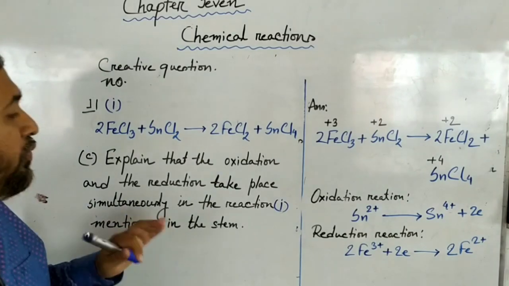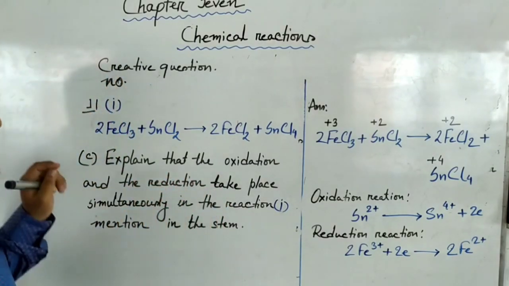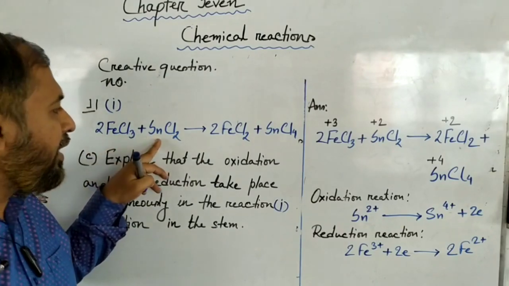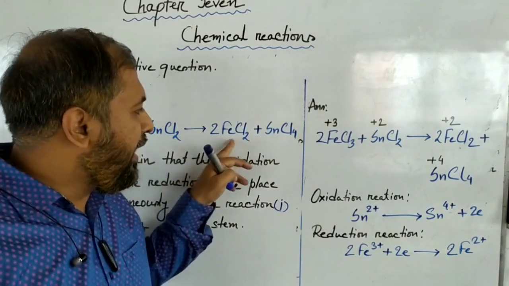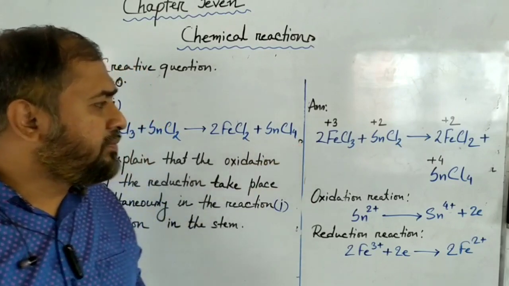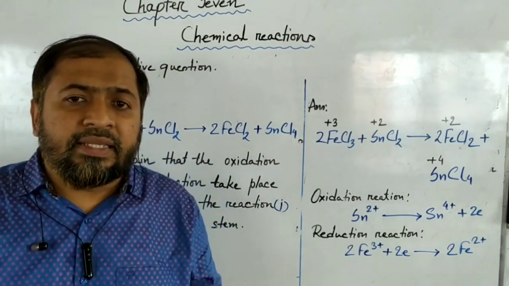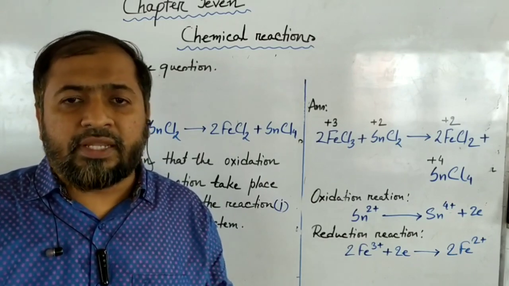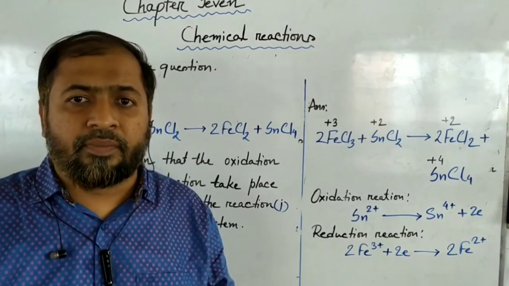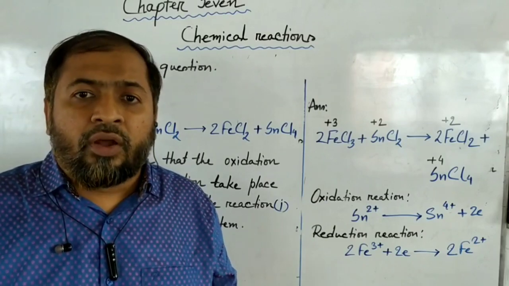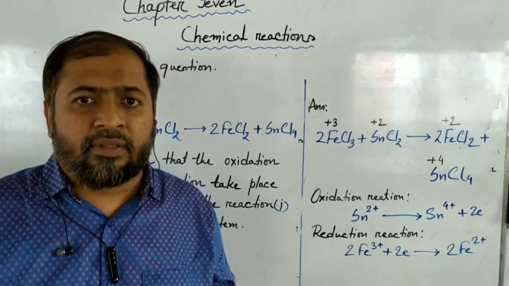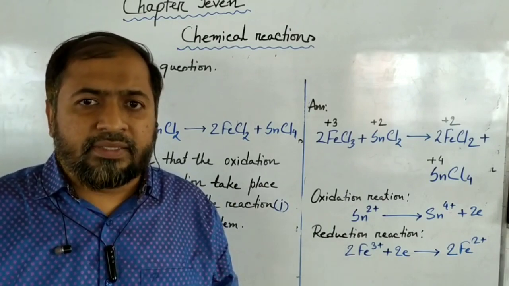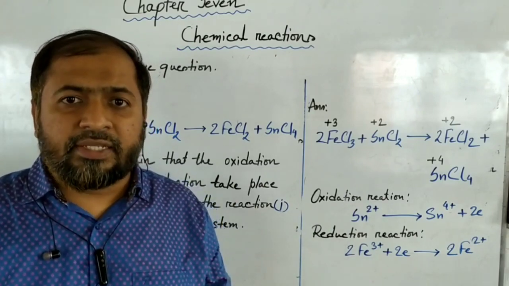the stream. So what is the reaction mentioned in the stream? Ferric chloride reacts with stannous chloride and produces ferrous chloride and stannic tetrachloride. Before discussing the oxidation reduction, we must know what is oxidation and reduction, or what is a redox reaction. The reaction in which electron exchange takes place. That means the chemical substances which take part in this reaction will change their oxidation number.